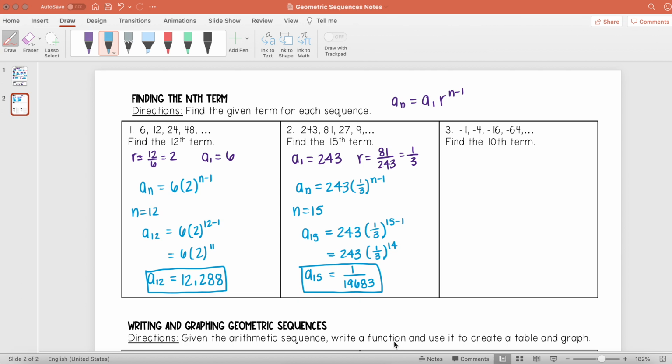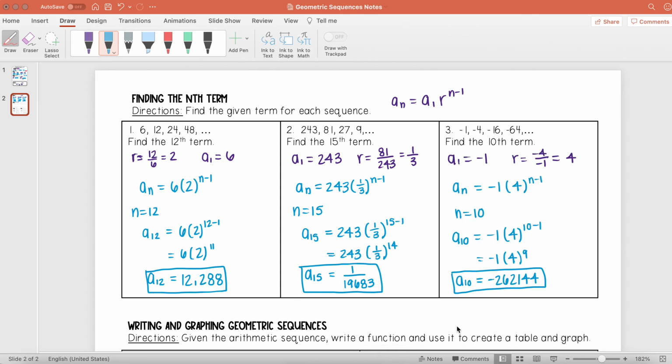Okay, go ahead and pause the video and try to do number 3 on your own. When you think you have it, go ahead and press play. So the answer that you should have gotten for number 3 was negative 262,144.